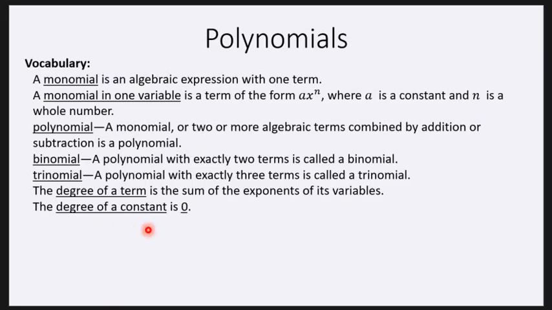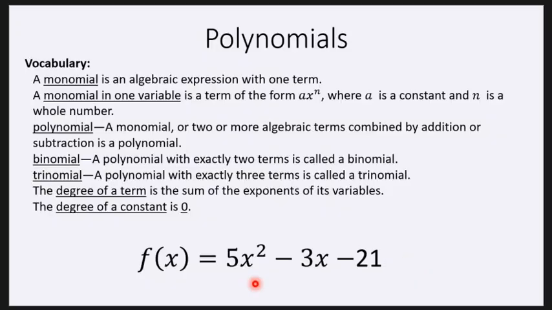When you look at a constant, it doesn't have a variable. So the degree of a constant is 0. For instance, this term has degree 2 because the variable is raised to a power of 2. This term has degree 1 because the variable is raised to a power of 1, even though it's not written. And this term has degree 0 because there is no variable. So the degree kind of tells you how many variables are being multiplied in that term. So here you have 2 x's being multiplied, here there's only 1 x, and here there are no x's. So that is the degree of each individual term.